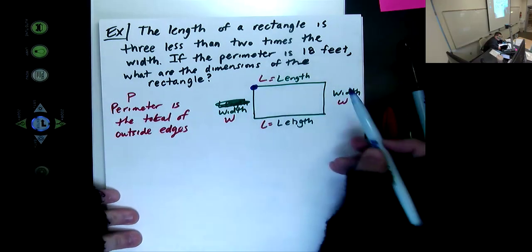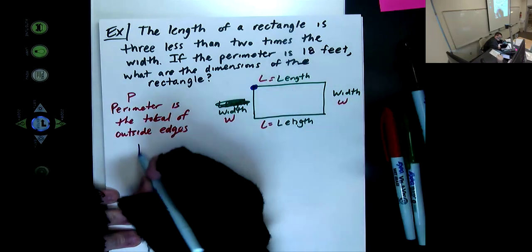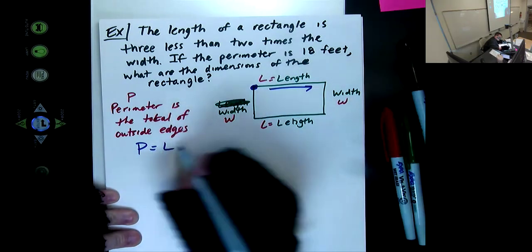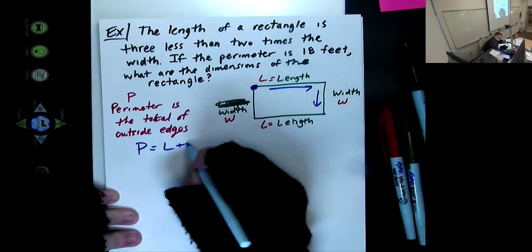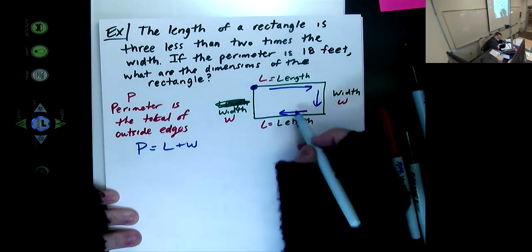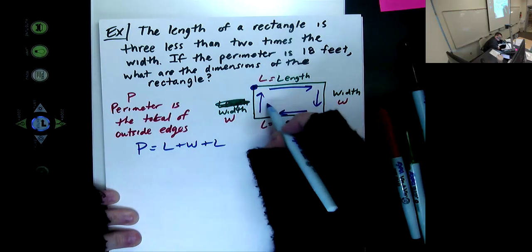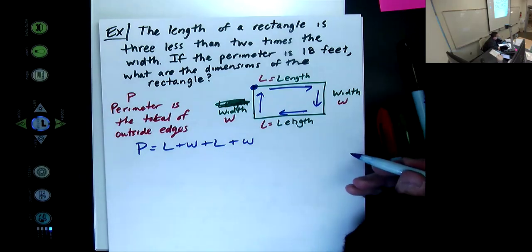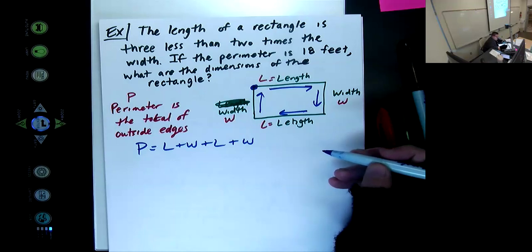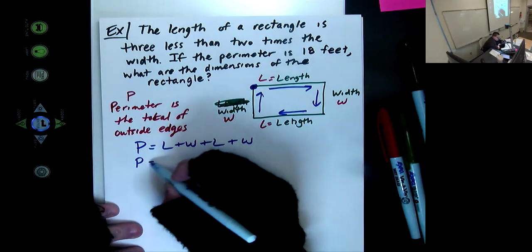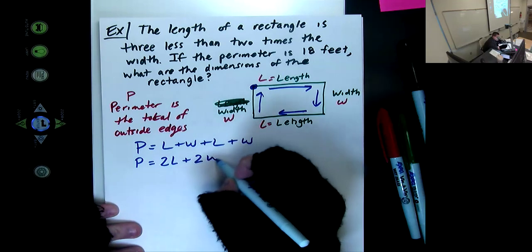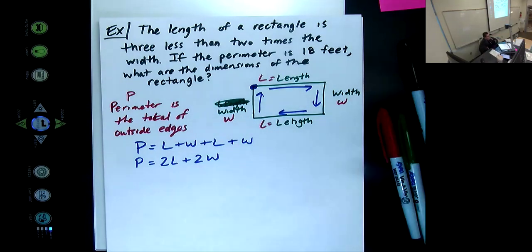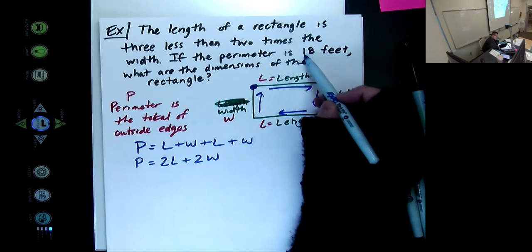So if I start at one corner of the rectangle and go around it, I've got L, and then I add a W to it, and then I add another L, and then I add another W. And so if I combine like terms, I have 2L plus 2W. If you've memorized formulas for rectangles, perimeter and area, that tends to be the one they give you. And the problem tells us that this is 18 feet.